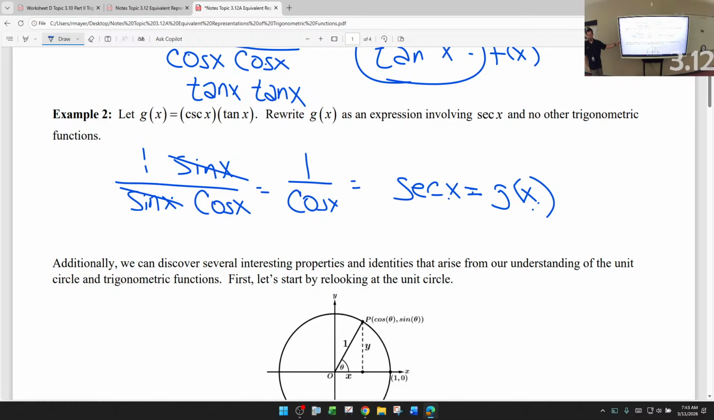What do you guys think? Yes, no, somewhat, maybe? This is just a start. They don't get as easy, but if you're rewriting it, how do I know what to do? I don't know where to start. I just kind of start going. Just write down something that's not wrong. Don't change cosecant to tangent. That doesn't make any sense.